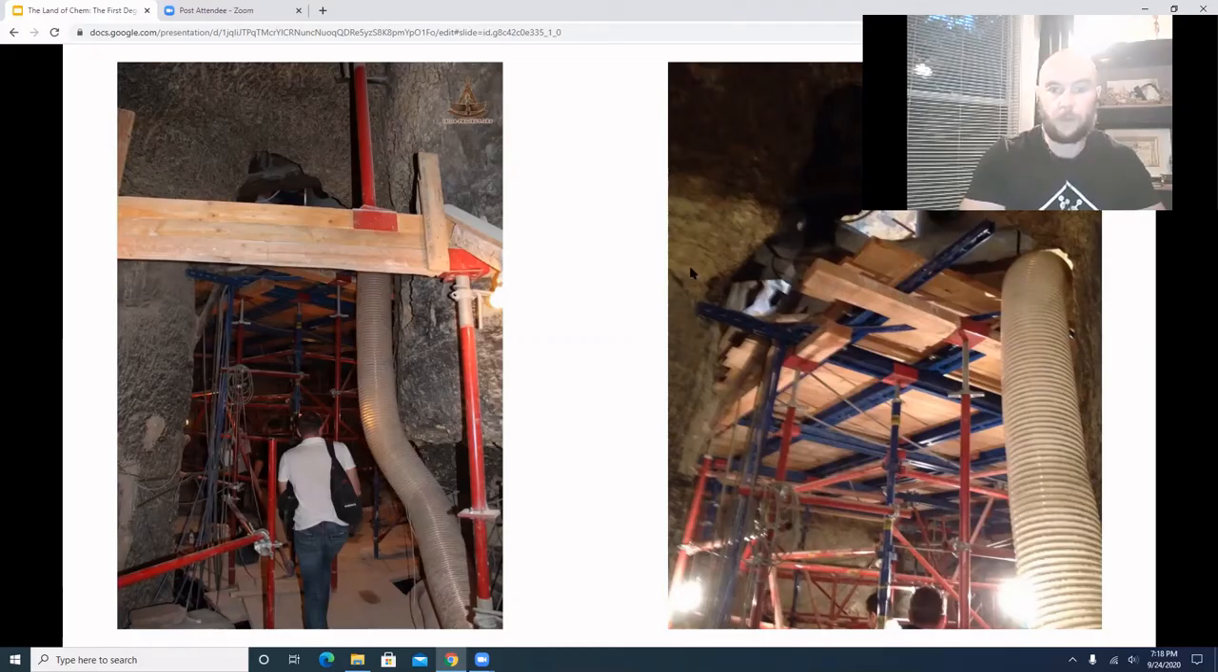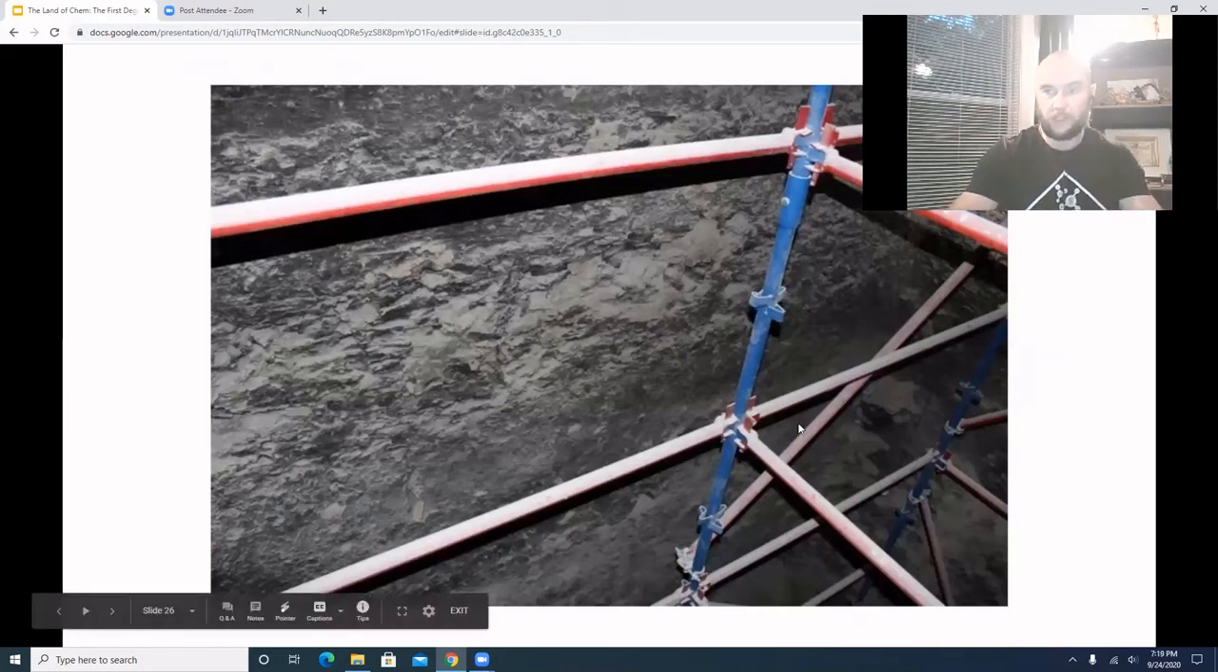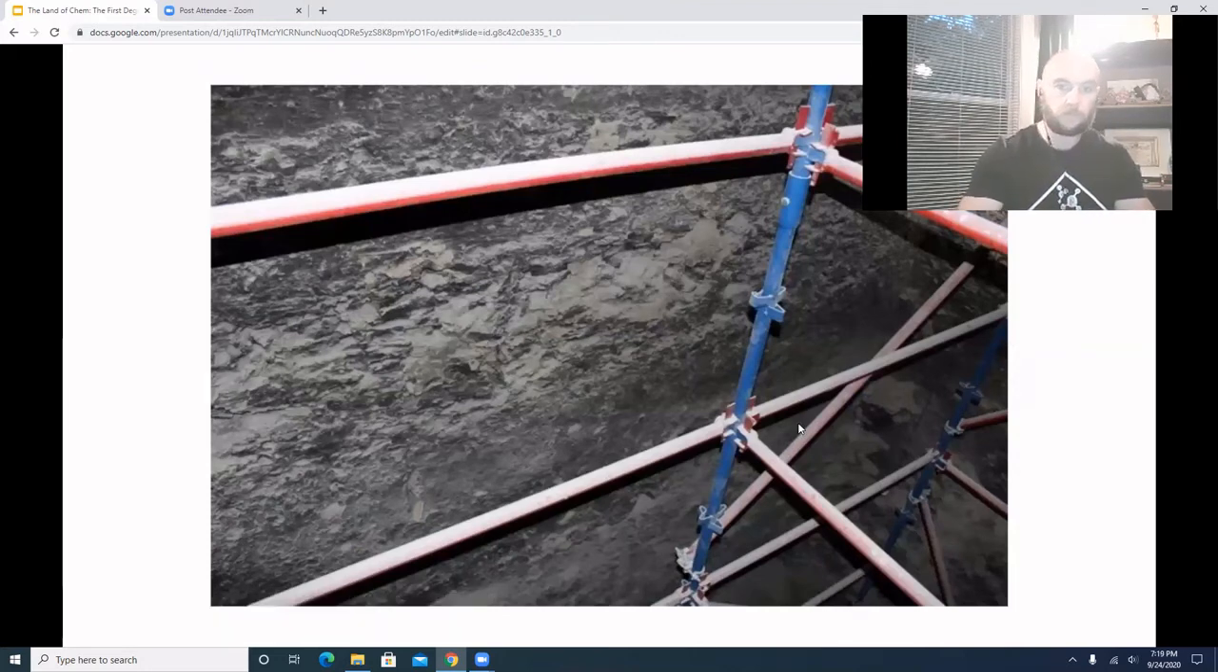And again, here, this is the scaffolding that I mentioned that goes down into that primary digestion chamber. And again, you can just see the very dark coloring of the stone, of the bedrock from which this chamber was excavated. It's a little bit unusual.